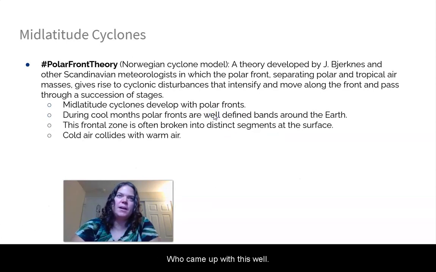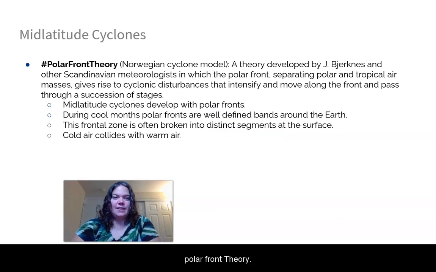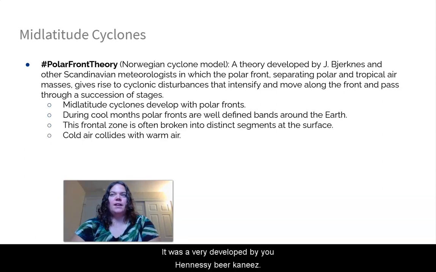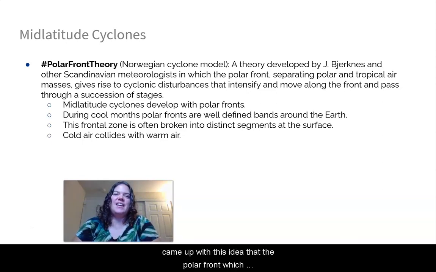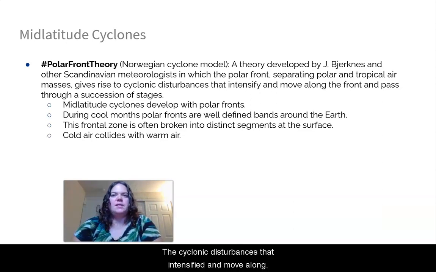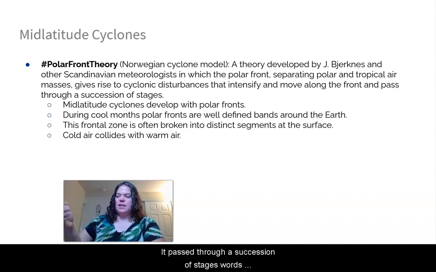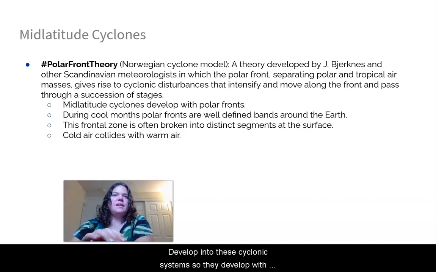So who came up with this? Well, it comes from the Norwegian cyclone model, and it's called polar front theory. It was a theory developed by Johannes Bjerknes, that's fun to say, right? And other Scandinavian scientists, meteorologists. They came up with this idea that the polar front, which separates polar air from tropical air masses, gives rise to these cyclonic disturbances that intensify and move along the front. They pass through a succession of stages, which we're about to go through, and develop into these cyclonic systems.